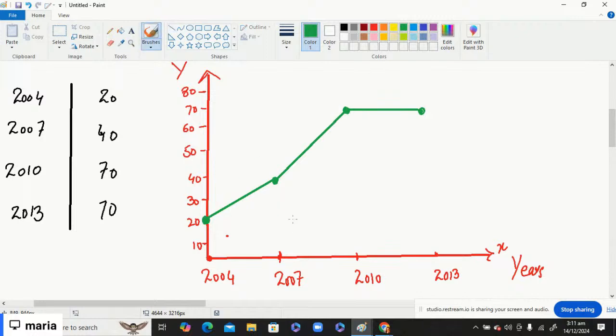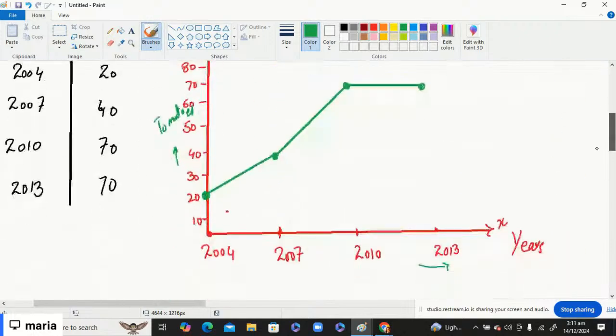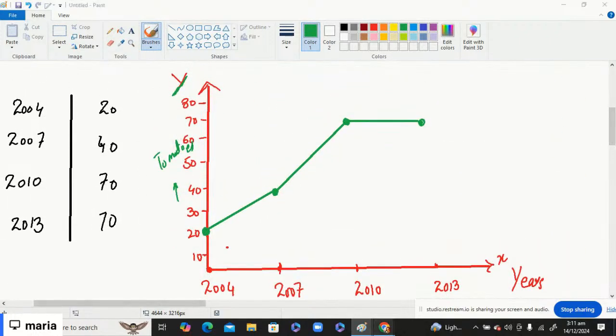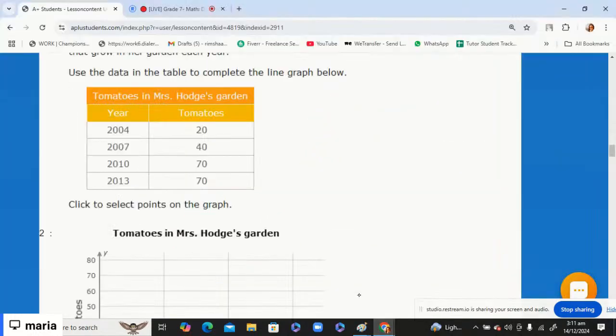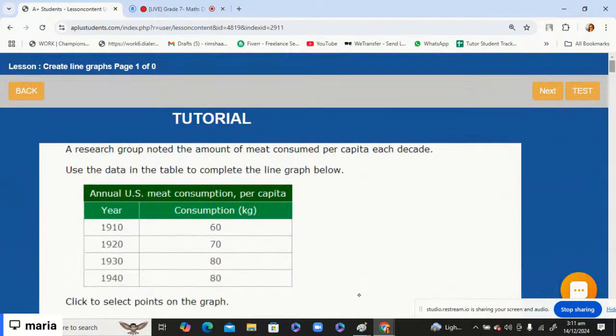All right, this is the number of years, and here are the tomatoes on this axis, and years are on this axis. Okay, these are basically the line graphs. Now let's do the test questions.